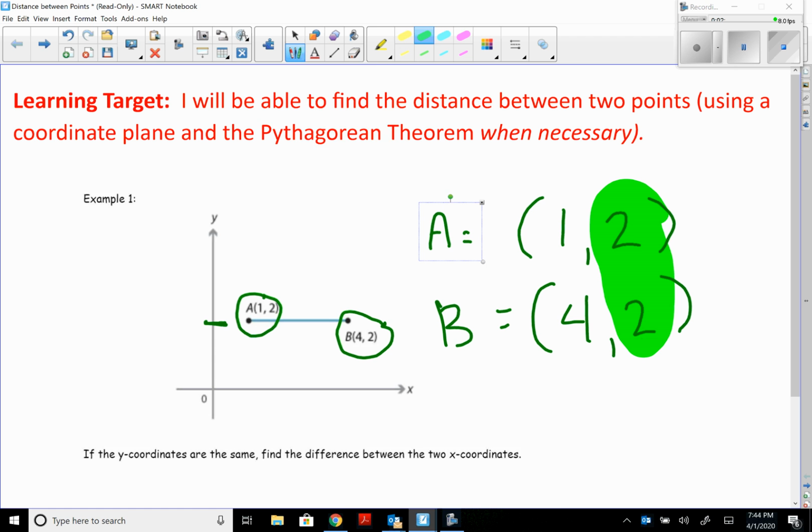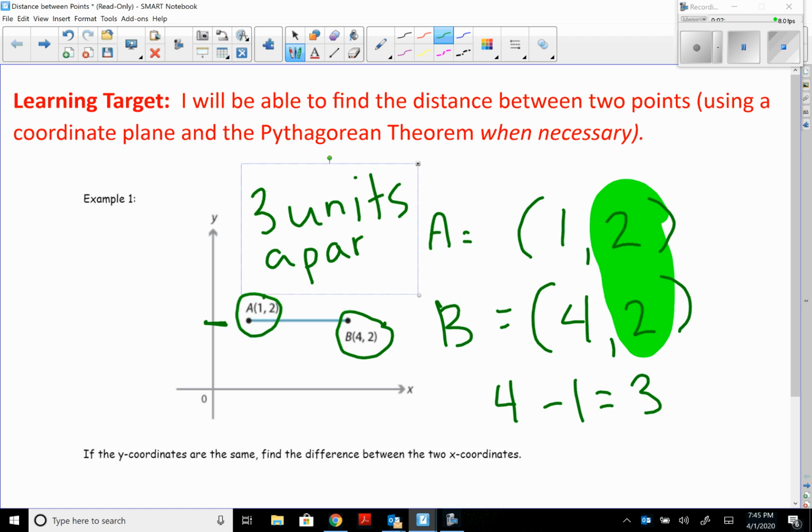And we know that distance is always going to be a positive number. So you could either do 1 minus 4 or 4 minus 1. I usually tend to choose the one that's going to give me a positive number. So I'm just going to do 4 minus 1, which is 3. So that means that those 2 points are 3 units apart. If you had done it the other way around, where you did 1 minus 4, you would get a -3, and you just take the absolute value of that to get a +3. So you would say the distance is 3 units apart.